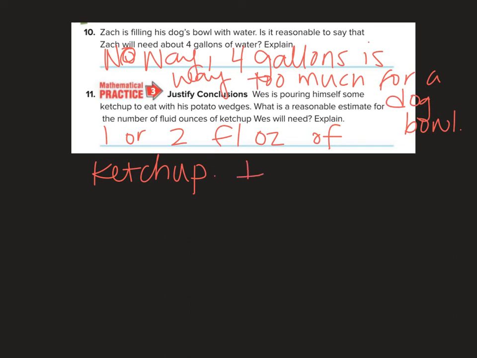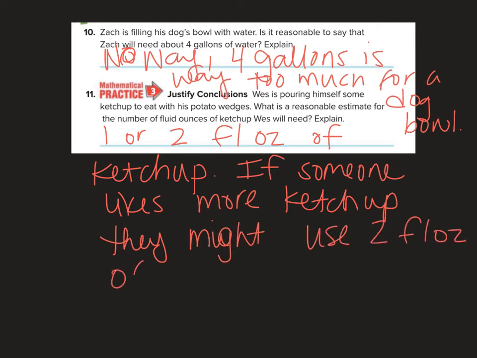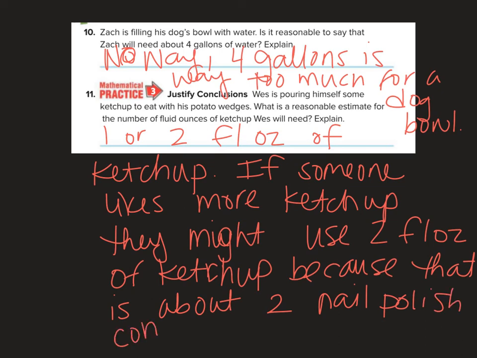Explain if someone likes more ketchup, they might use 2 fluid ounces of ketchup, because that is about 2 nail polish containers worth. Yeah, I think that's good enough of an explanation.